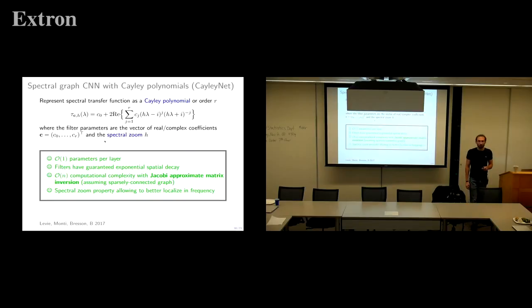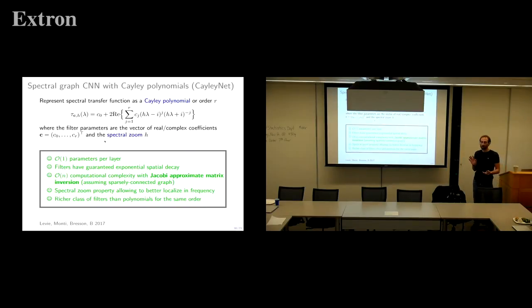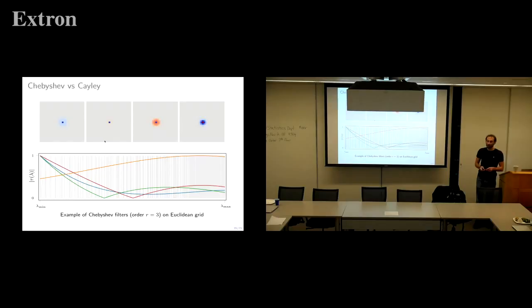So the spectral zoom allows us to give better localization in frequency, and it's also a richer class of functions compared to polynomials, so they are more suitable for modeling filters. And this is an example. This is a Euclidean example on a two-dimensional grid. This is how Chebyshev filters of order 3 look. Remember, they have compact support, and that's exactly what we see here. Basically, they expand to 3 pixels beyond the central pixel, right?